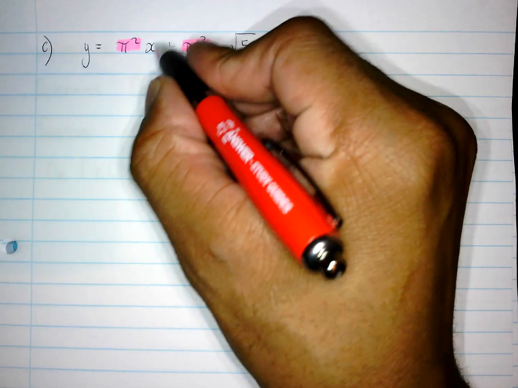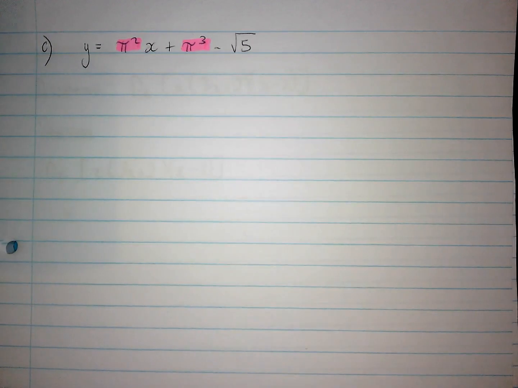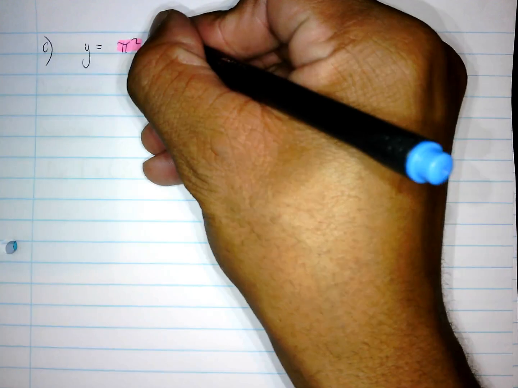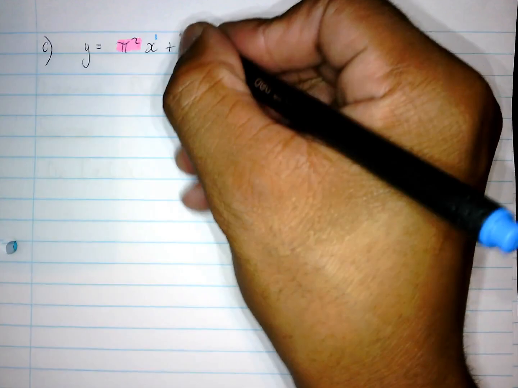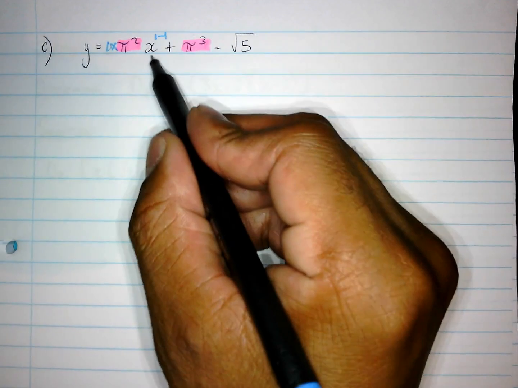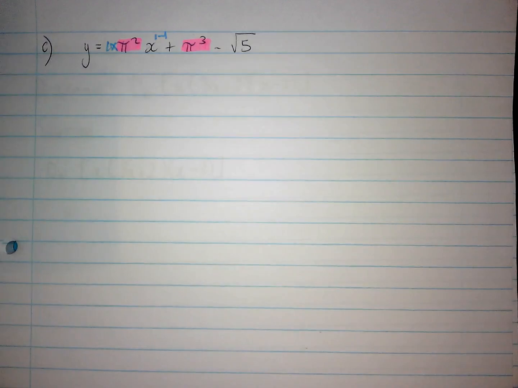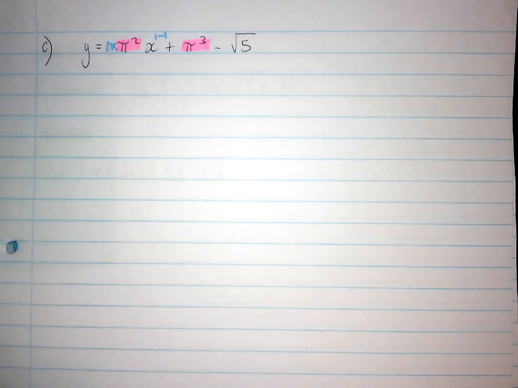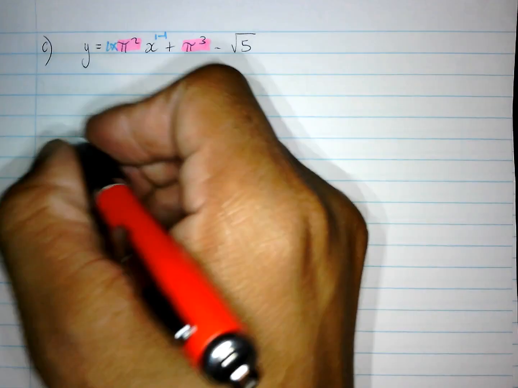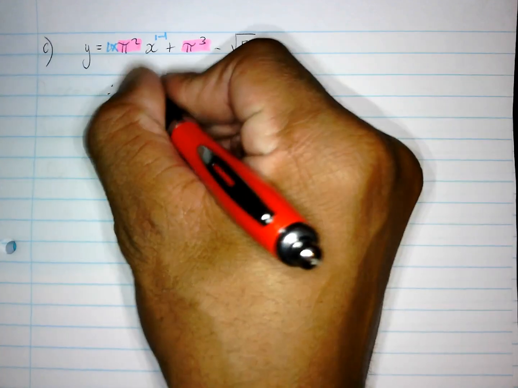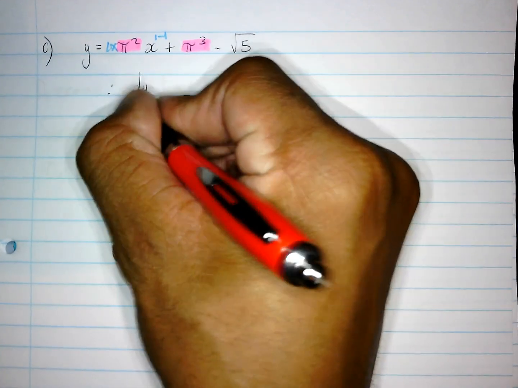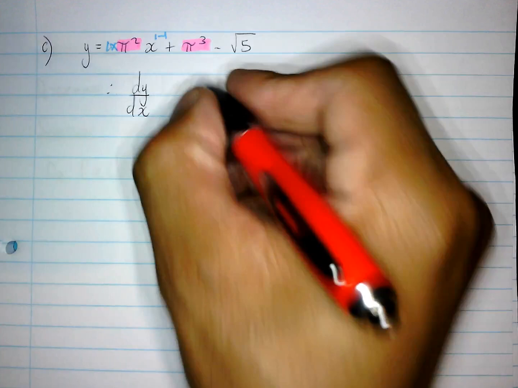So then we have x. Remember, this is basically x to the power 1. Then it's going to be 1 multiplied by pi squared. Then it's going to be x to the power 1 minus 1. Then we know that any base to the power 0 is going to be 1. Then 1 multiplied by pi squared. We are going to have the derivative of y with respect to x.